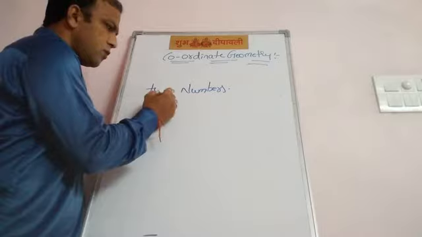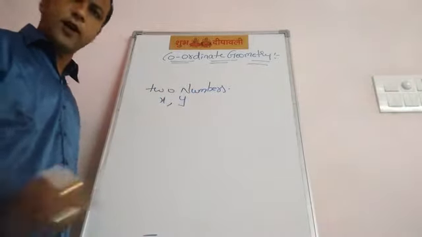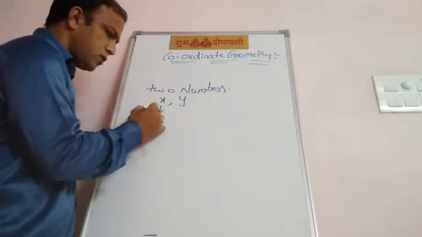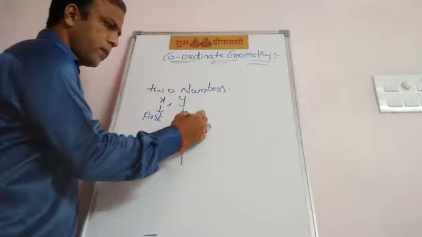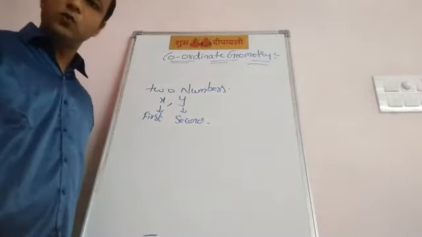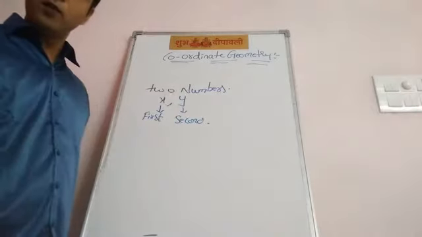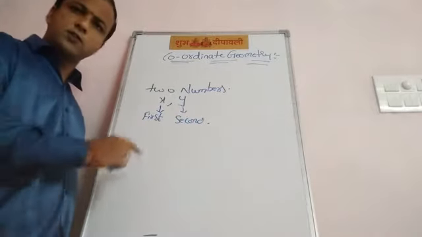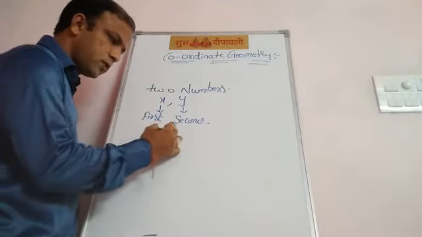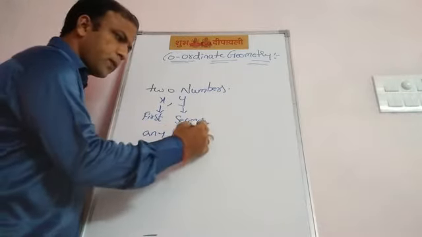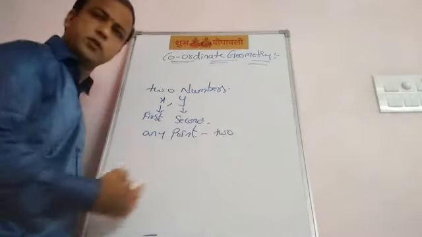What will be these two numbers? One will be related to the x-axis, and the other will be related to the y-axis. So this will be called the first number, and this the second number. This concept we learned in earlier videos. To represent any point in a plane, we require two numbers. That we need to remember.